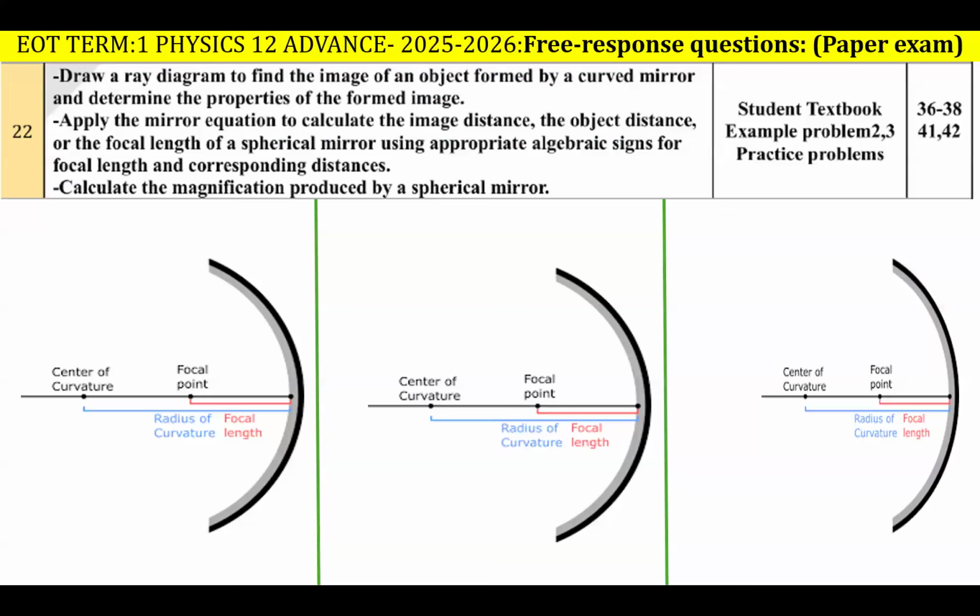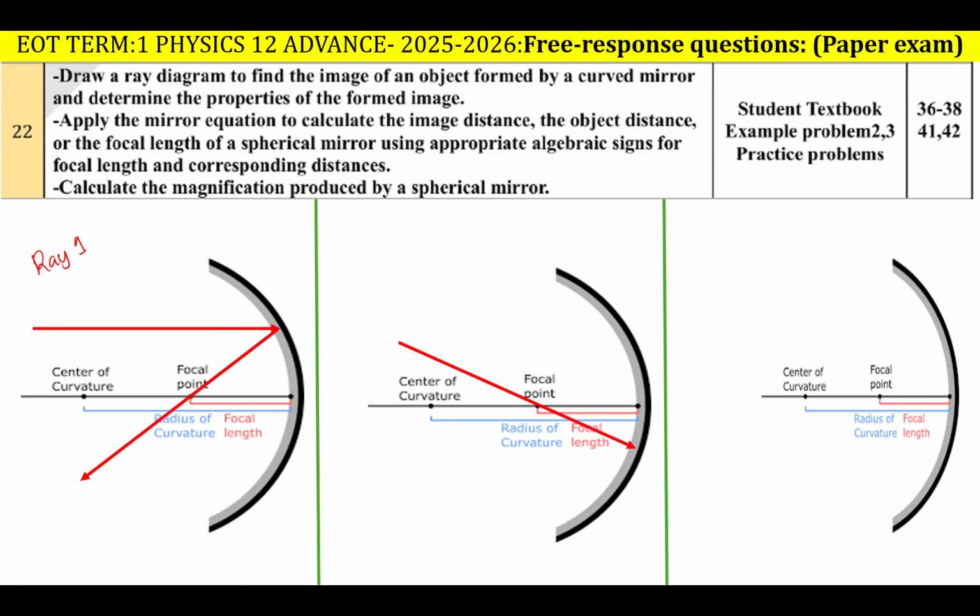The first one, we can use a ray. These rays are known as principal rays. This is ray number 1, which comes parallel to the principal axis. After striking the mirror, it reflects through the focus. So you can use this one, but make sure you draw a line parallel to the principal axis. Then after reflection, it passes through the focus. Okay, this is ray number 1.